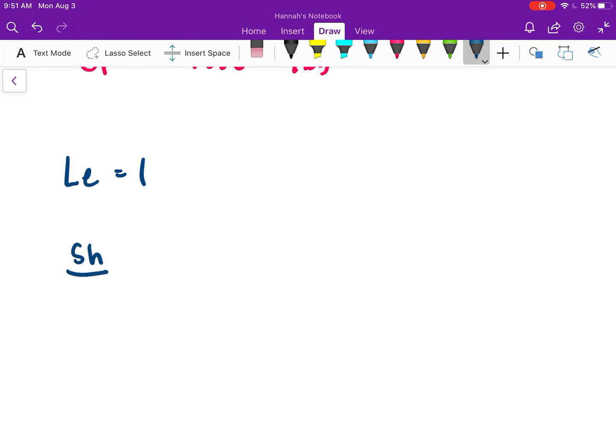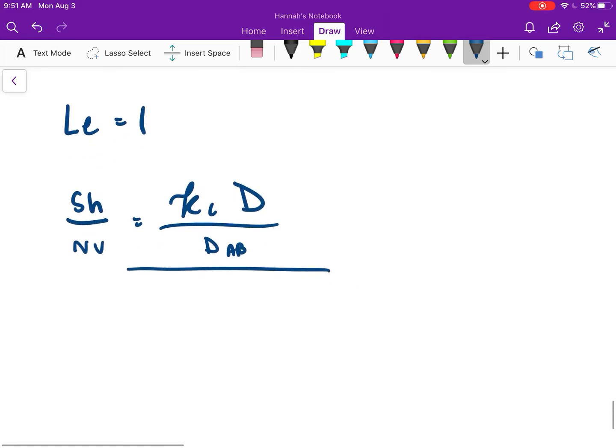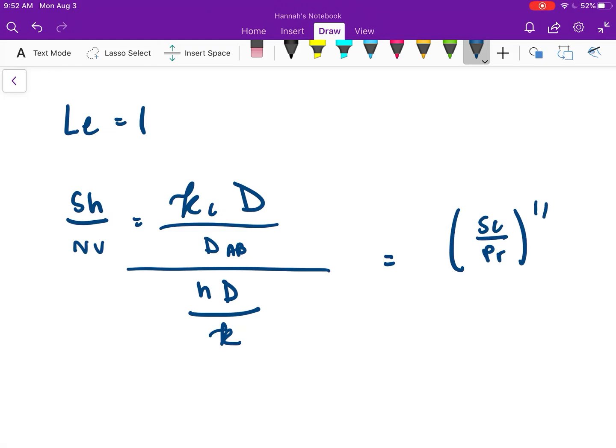So the Sherwood number over Nusselt number is equal to the mass transfer coefficient by some scale dimension, which we're going to call D, it's going to cancel out so it doesn't really matter, over the diffusion coefficient of air in water. And that's going to be over the heat transfer coefficient times that scale dimension D over the thermal conductivity. And that's going to be equal to the Schmidt number over the Prandtl number to the 1/3.